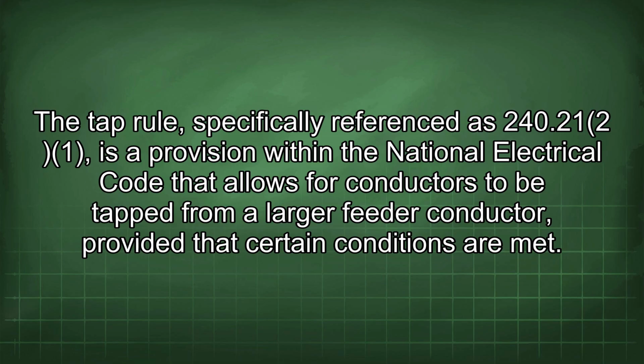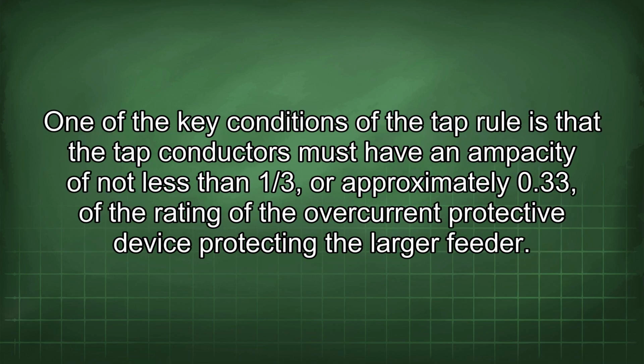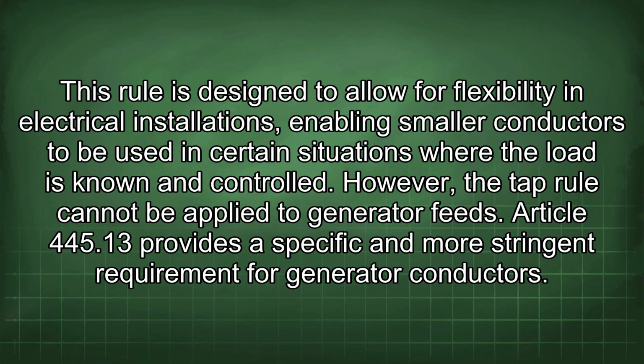The tap rule, specifically referenced as 240.21, is a provision within the National Electrical Code that allows for conductors to be tapped from a larger feeder conductor, provided that certain conditions are met. One of the key conditions of the tap rule is that the tap conductors must have an ampacity of not less than 1/3, or approximately 0.33, of the rating of the overcurrent protective device protecting the larger feeder. This rule is designed to allow for flexibility in electrical installations, enabling smaller conductors to be used in certain situations where the load is non-controlled. However, the tap rule cannot be applied to generator feeds.